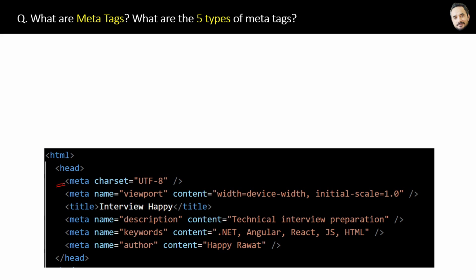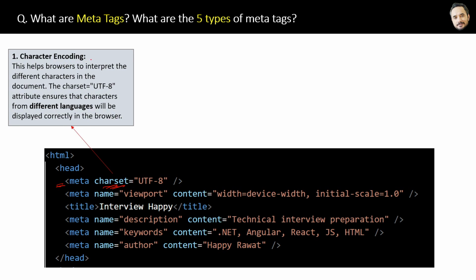The first tag is charset, which is important for character encoding. Basically what it does, this specifies character encoding, which helps the browser to interpret the different characters in the document. This charset UTF-8 attribute ensures that characters from different languages will be displayed correctly for your website in the browser.